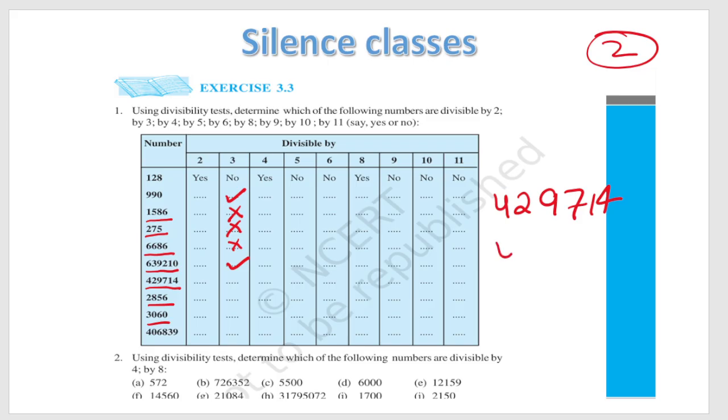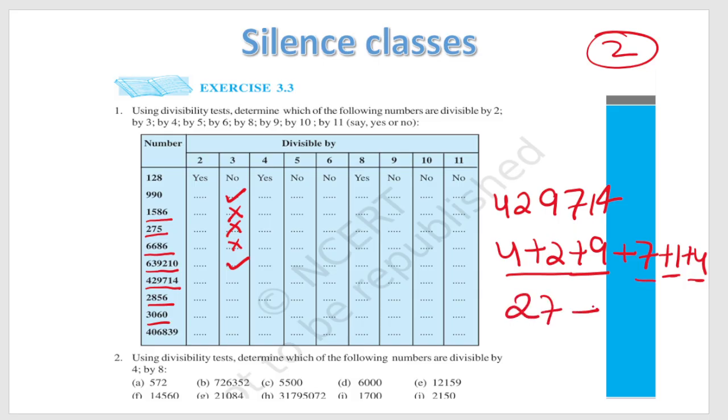429714. 4 plus 2 plus 9 plus 7 plus 1 plus 4. Okay, now let's check out the addition. 4 plus 2 is 6. 6 plus 9 is 15. 15 plus 1 is 16. 16 plus 4 is 20. 20 plus 7 is 27, and 27 is divisible by 3. 3 nines are 27. This means this number is also divisible by 3.